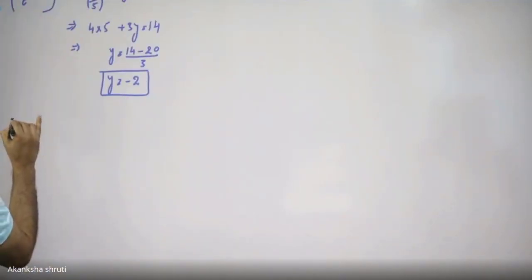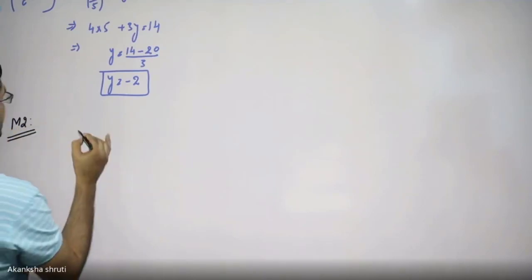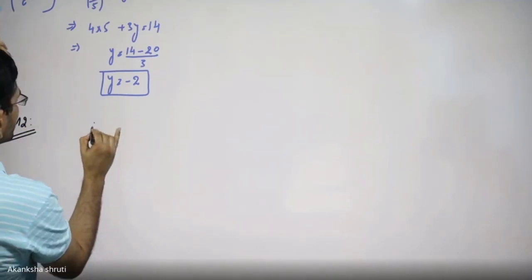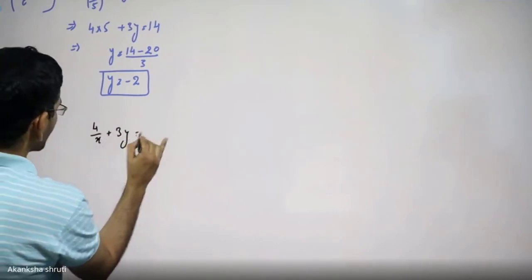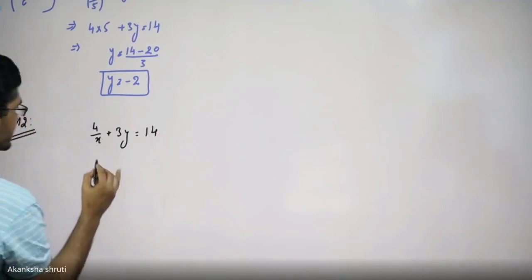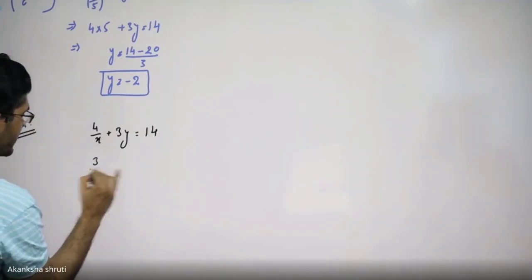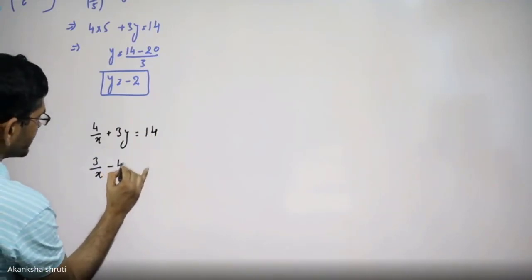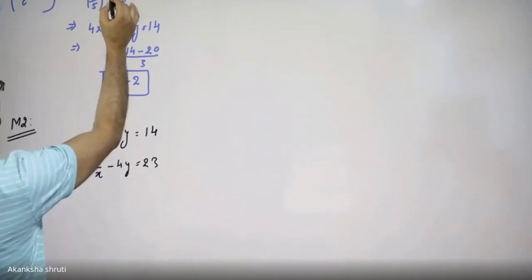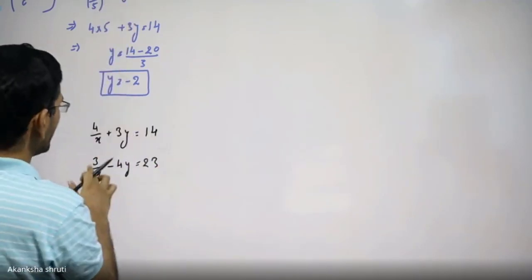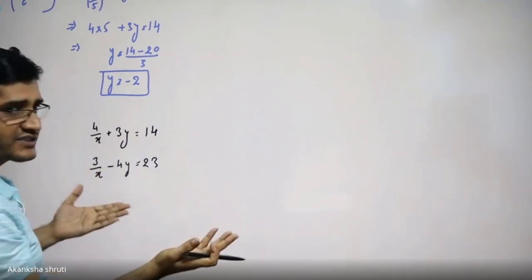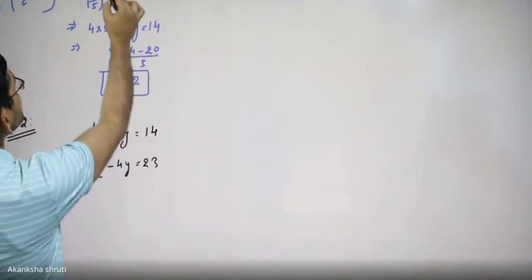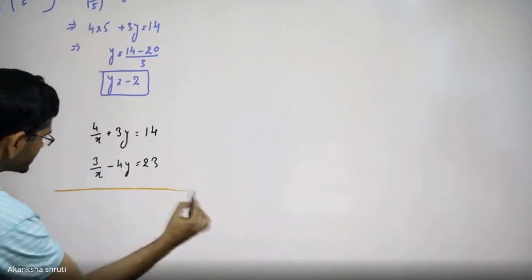Method 2, this can also be solved by just writing like this. It is our 4 by x plus 3y is equals to 14. The other one is 3 by x minus 4y is equals to 23. We can solve this equation just by eliminating y, keeping this x as it is. So let me do that one itself.